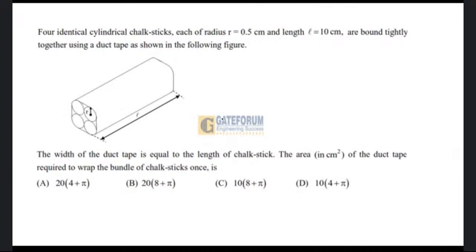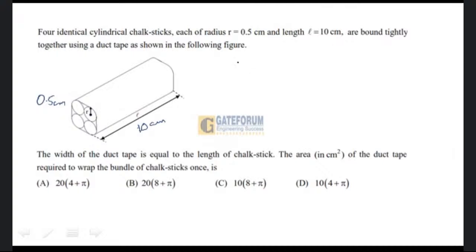Four identical chalk sticks, each of radius 0.5 centimeter and length L equal to 10 centimeter. See, this is the length L of the chalk. This is 10 as per the data. And this is the radius of a chalk stick. This is 0.5 centimeter as per the data. They are bound tightly together using a duct tape as shown in the following figure.